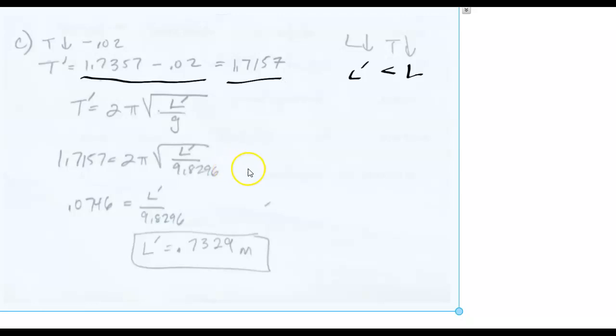We're at the same location, so gravity is still the same, and we're going to solve for this new length. I again just plugged into the period of a pendulum equation and solved, and I got the new length is 0.7329 meters. And that makes sense, right? Originally we were 0.75, and if we make the length slightly smaller, the period will get slightly smaller. Okay, so that was the second one.